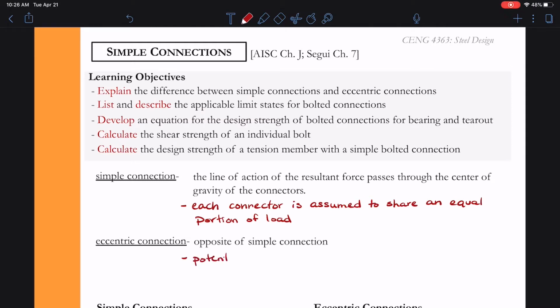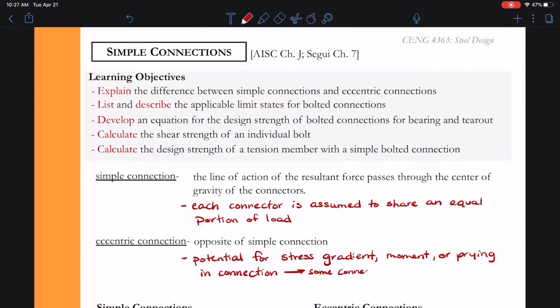In an eccentric connection, we don't have the line of action of the resultant force passing through the center of gravity of the connectors. Therefore, there is potential for stress gradient, moment, or prying action in the connection. Moment, bending, prying, all of these things will create increased forces on some bolts and decreased forces on the others. Or it could even create the condition where the bolts are holding a combination of shear and tension. We're going to focus on simple connections in our undergraduate steel course.